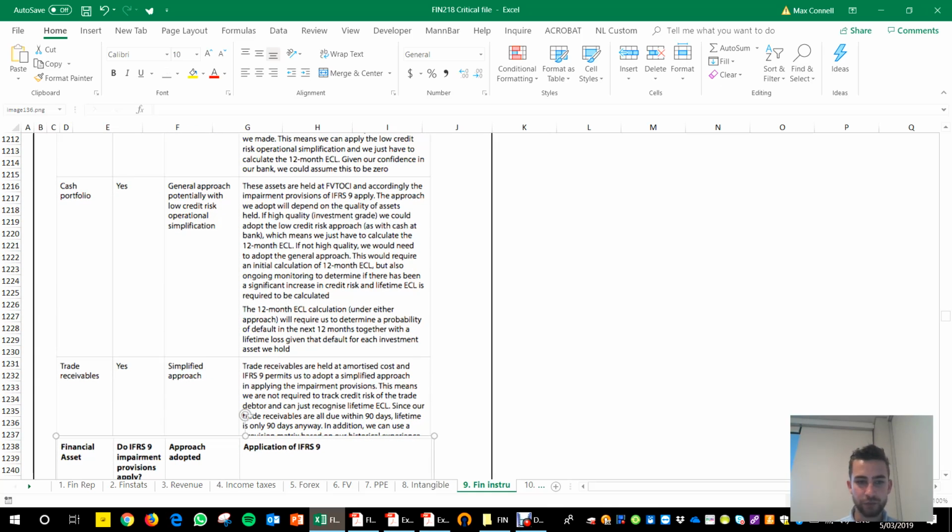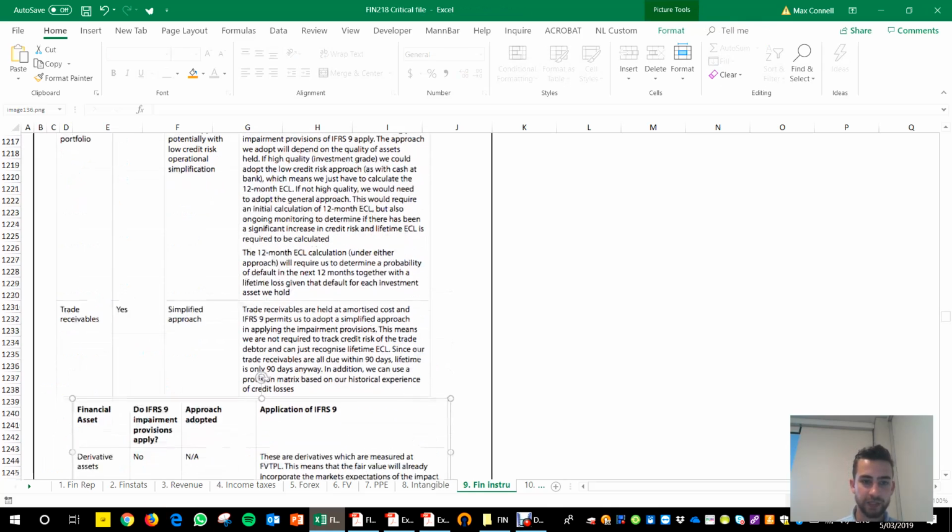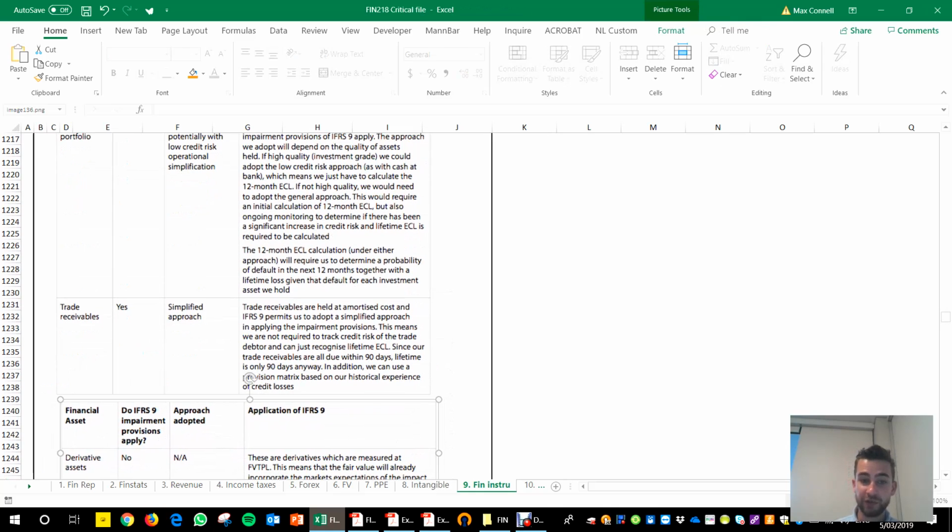Let's look at trade receivables now. So this is the simplified approach. Trade receivables are also held at amortized cost. If you follow that financial instrument diagram, you would end up accounting for this at amortized cost. So we can apply a simplified approach for this, implying impairment provision. This means we're not actually required to track credit risk of trade debtors, and we can recognize lifetime ECL. So we don't need to look at 1 year, we look at the whole lifetime of the estimated credit losses.